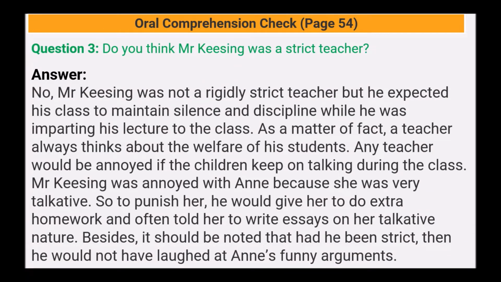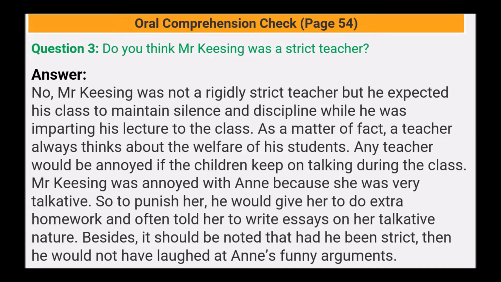Next, do you think Mr. Kinsey was a strict teacher? No, Mr. Kinsey was not a rigidly strict teacher, but he expected his class to maintain silence and discipline while he was imparting his lecture to the class. As a matter of fact, a teacher always thinks about the welfare of his students. Any teacher will be annoyed if the children keep on talking during the class. Mr. Kinsey was annoyed with Annie because she was very talkative.